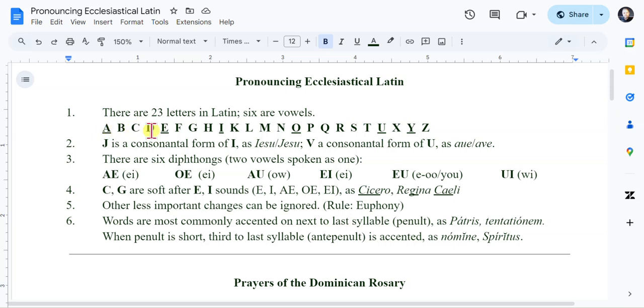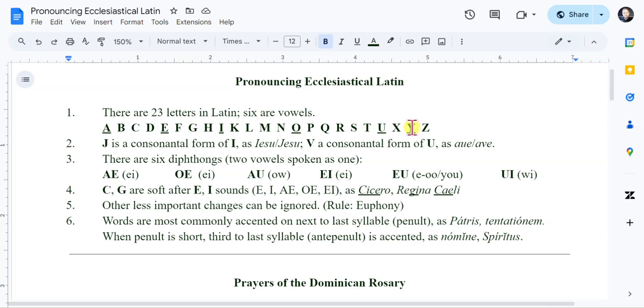B, C, D, E, F, G or J, H, I, K, L, M, N, O, P, Q, R, S, T, U, X. Here's the difficult one, Y, and Zeta. So those are the 23 letters in Latin. Y is special because it's actually a Greek letter. That name, Y, means Greek I. So it's a vowel that's just carried over from Greek, but there are 23 letters, one of them being a Greek vowel that's brought into Latin.